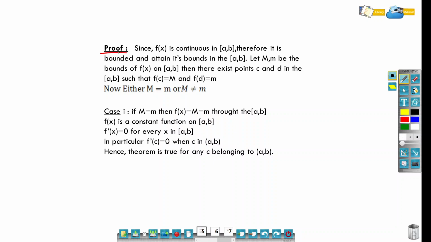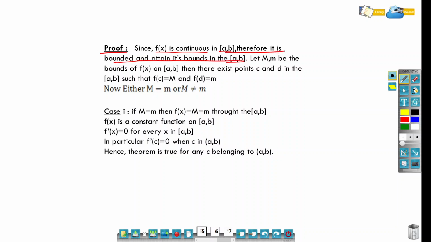Proof. Since the given function is continuous in the closed interval, therefore it is bounded. Correct? There is a theorem: if a function is continuous in the closed interval [a, b], then it must be bounded and attains its bounds in the interval.